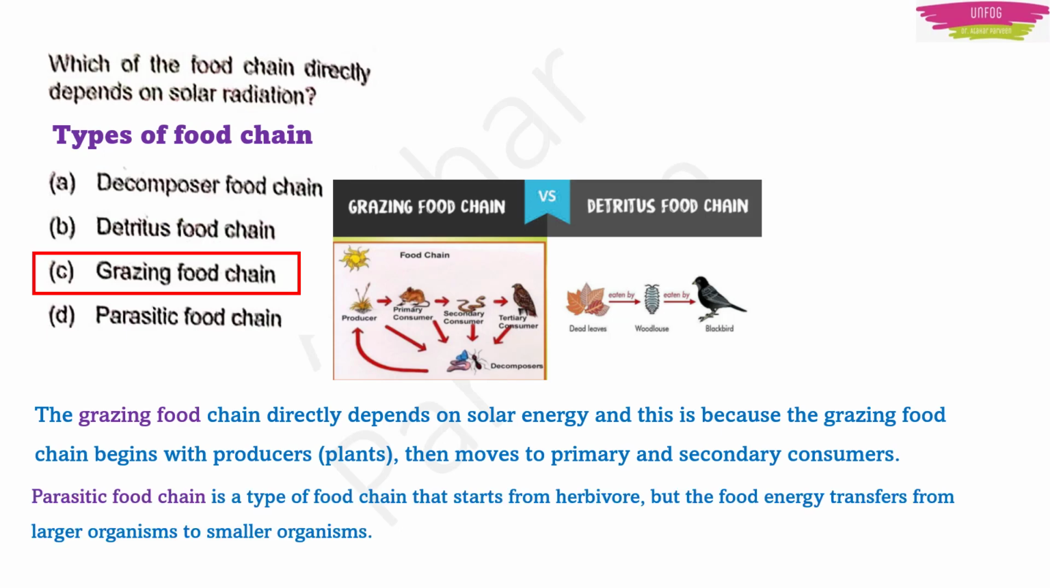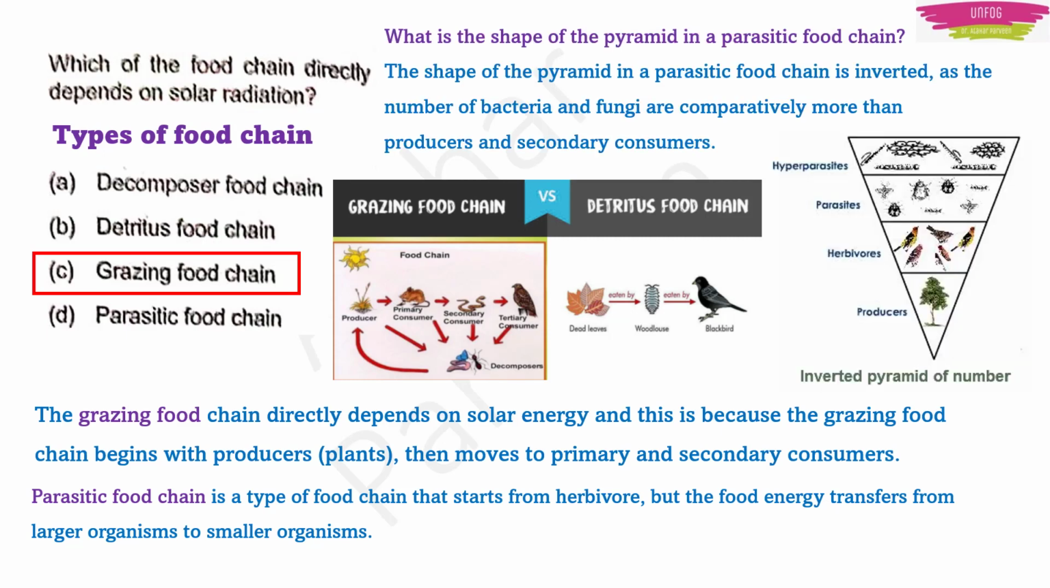Then the parasitic food chain. Parasitic food chain is one type of food chain. It will start from herbivores, those animals which eat plants. But food energy will transfer from larger organisms to smaller organisms. Basically, what are parasites? Parasites sit on the animals, right? They are the bigger animals. That's why they come on the top of the food chain, okay?